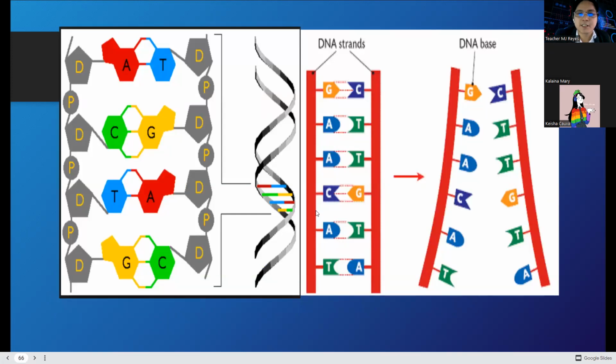Okay, so as you can see here, we have the illustration of the DNA. As you can see, it is actually paired. Guanine and cytosine have 3 hydrogen bonds, while adenine and thymine have 2 hydrogen bonds. Okay, this is the phosphate group, which is in the base of the DNA. Okay, and the nucleotide.